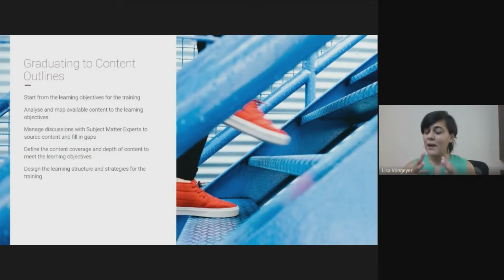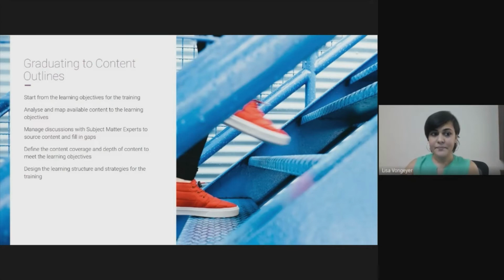So at this point in time, I got to design things. I got to figure out how much content, what the content coverage is. Let's use scenarios. Let's actually show them situations of what sexual harassment looks like, so that they can identify it when they see it in real life, and think, yes, this makes sense. That's what your content outline looks like, where you can design the structure, the strategies, the overall way of training.